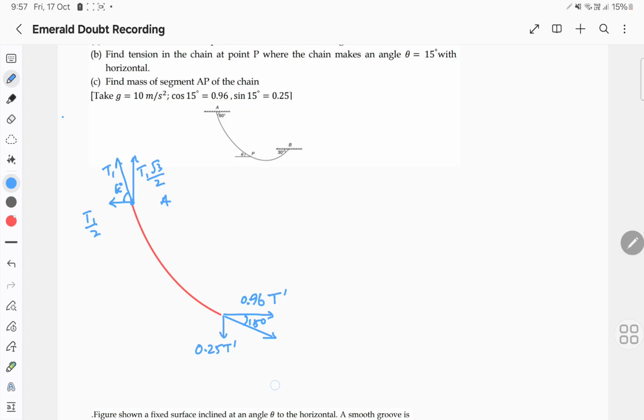So we don't know the mass of this section. It is some shape and finding the mass is really a trouble. So m dash g in vertical, the equation is not known, but the horizontal one is quite easy. Horizontal one is T1 by 2 is equal to 0.96 T dash. How do we know T1? T1 we can know because another point B is given to us. So horizontal component at B will also be the same, and the whole mass of the chain is given.